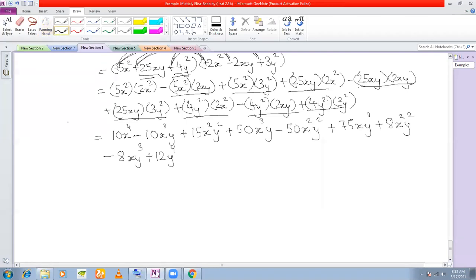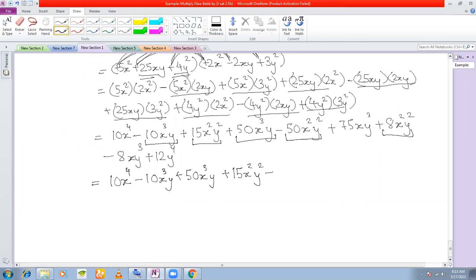Okay. Now we are going to simplify, look for like terms, whether we have any like terms. You have x cube y here, minus 10xy, x cube y. You have x cube y here, and any other? No, you don't have. So 10x to the power of 4 does not have any like term. We write it as it is. And we write minus 10x cube y plus 50x cube y. Okay. Next, you have x square y square here. You also have x square y square here. You have x square y square here. So you write all these together. Plus 15x square y square minus 50x square y square.